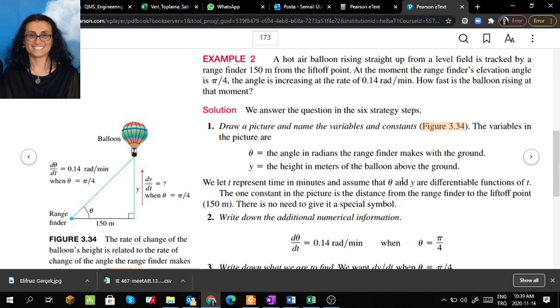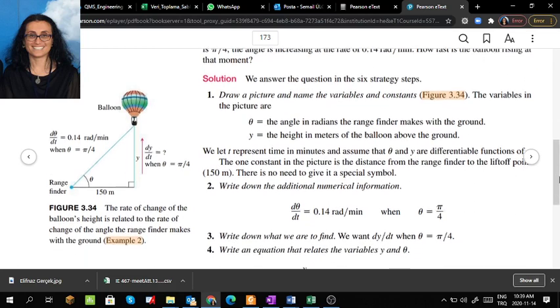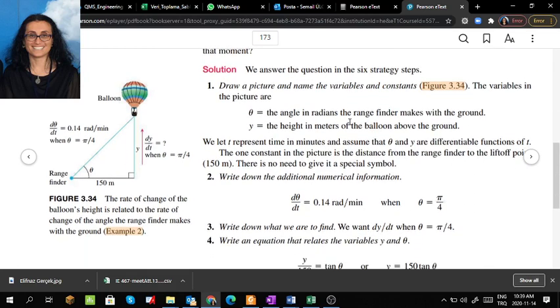Again, theta is the angle in radians the rangefinder makes with the ground, and y is the height in meters of the balloon above the ground. t represents the time in minutes. We assume that theta and y are differentiable functions of t.